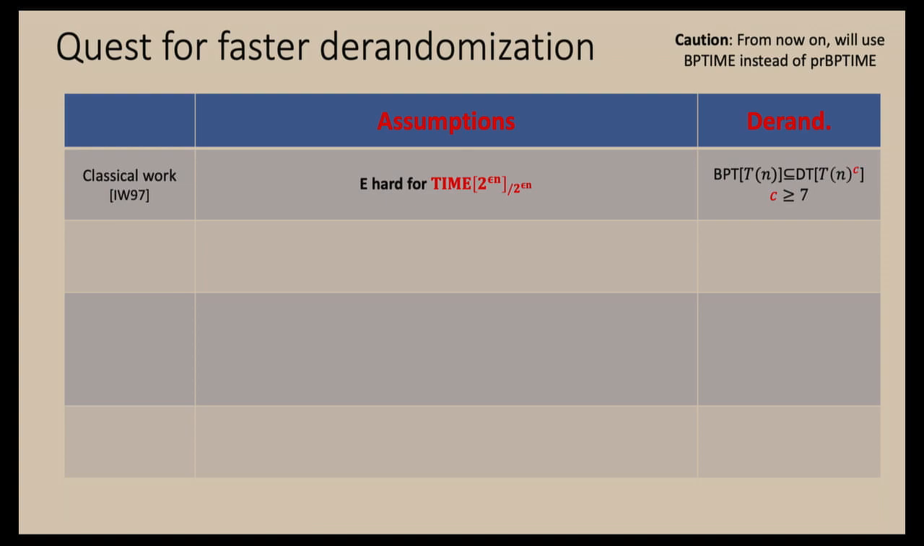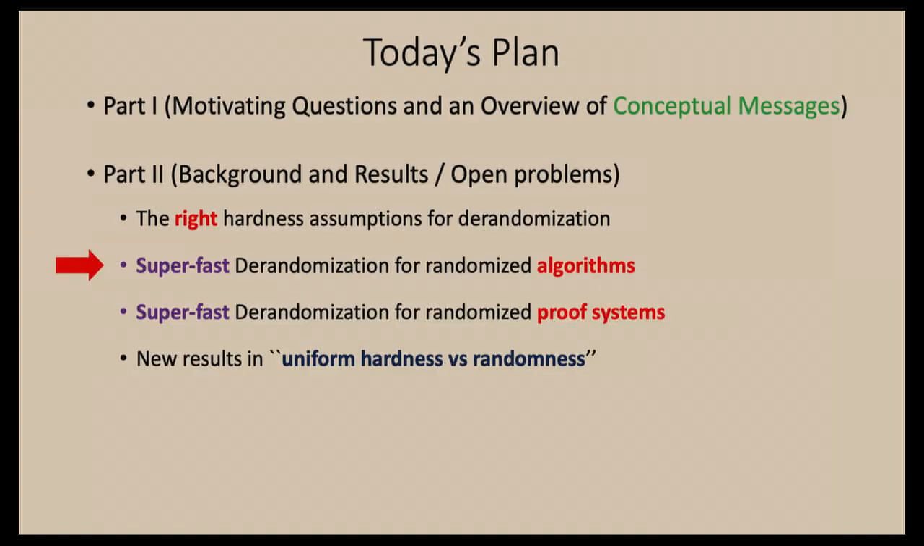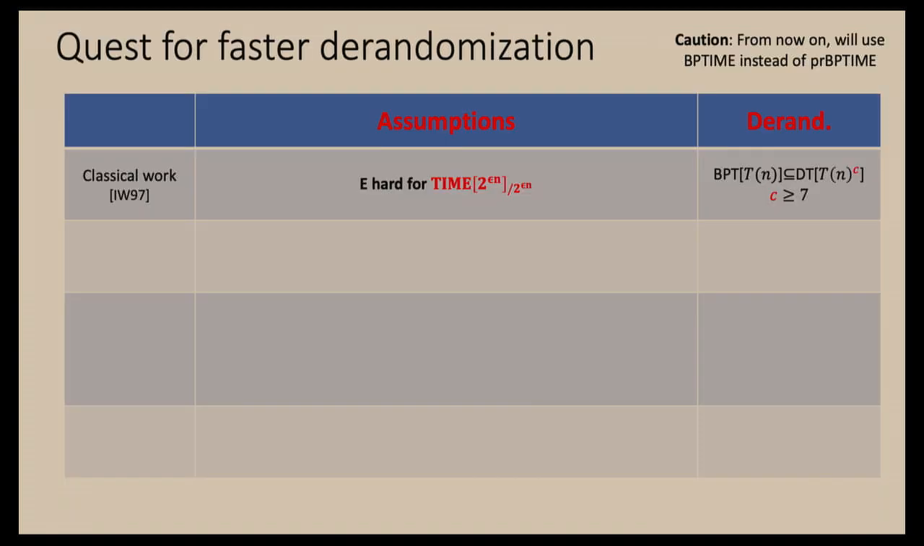Now let's move to the second topic, super fast derandomization for randomized algorithms. Just to quickly refresh your memory, classical works show that assuming strong circuit lower bounds, which can be formulated as hardness against total epsilon time with total epsilon advice, which is just circuits, you can get derandomization with a huge constant blow up. The constant is at least 7, depending on which classical paper, as there are several proofs.